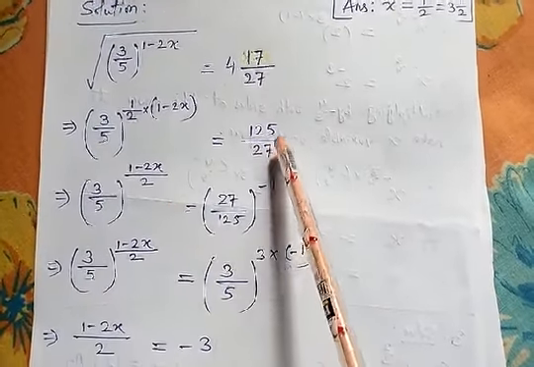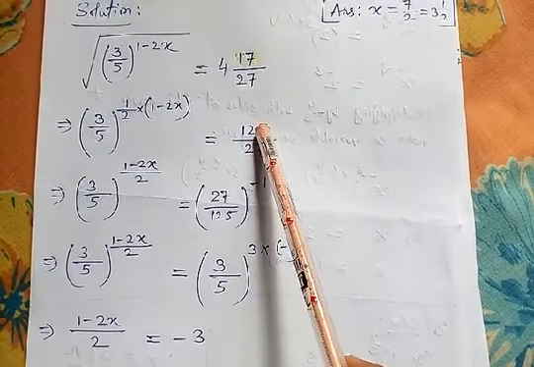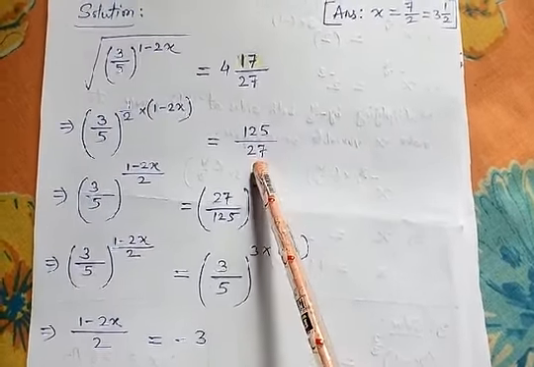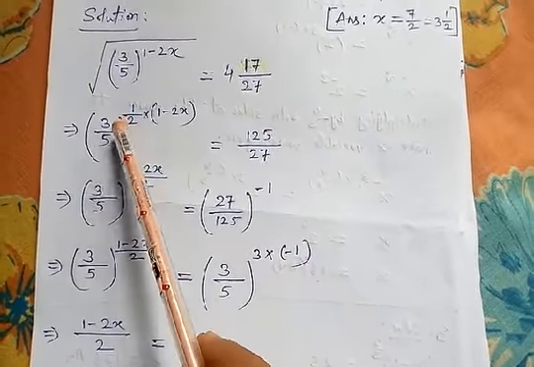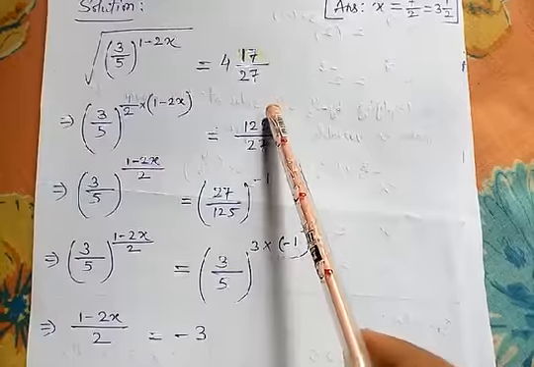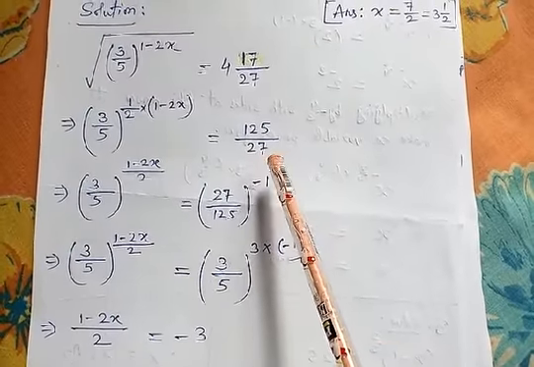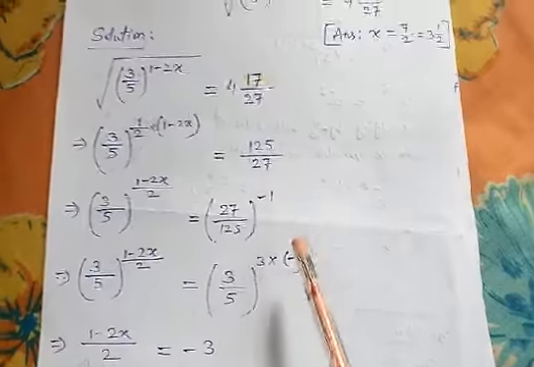So just target, can this become 3 by 5? Yes, 125 is 5 cube, 27 is 3 cube. But here we will have 5 by 3, but here we have 3 by 5. But no problem, 5 by 3 we can interchange and write 3 by 5. But in that case, minus power will become plus power and plus power will become minus power.